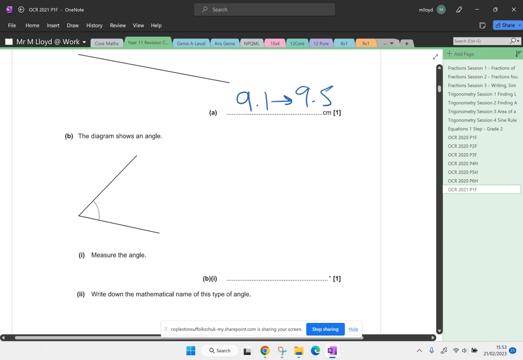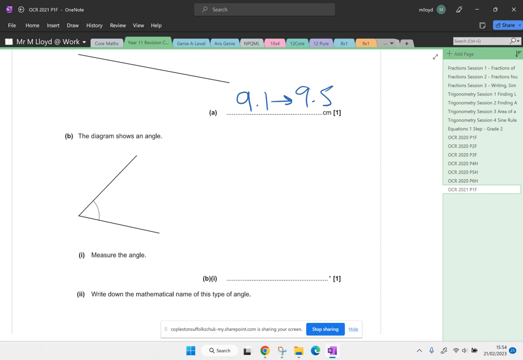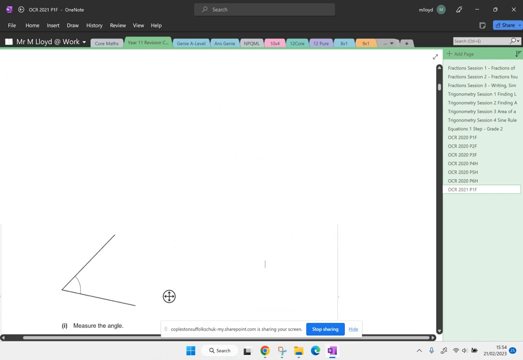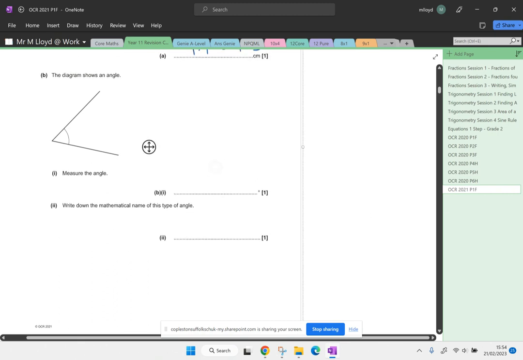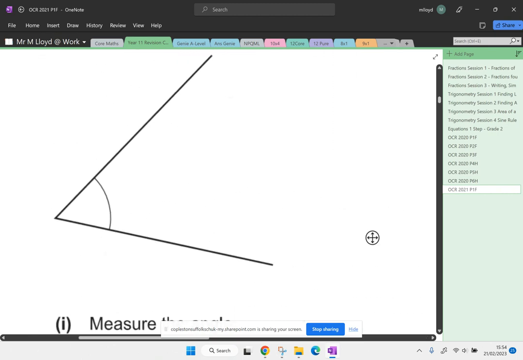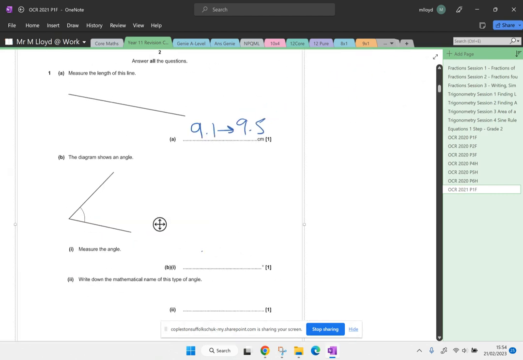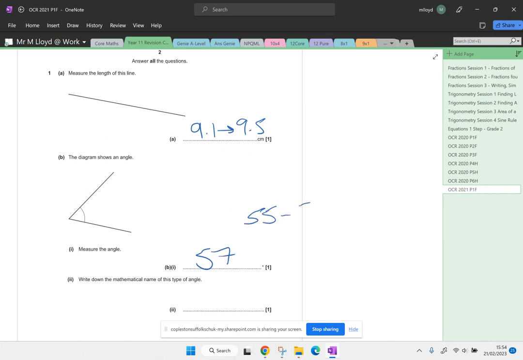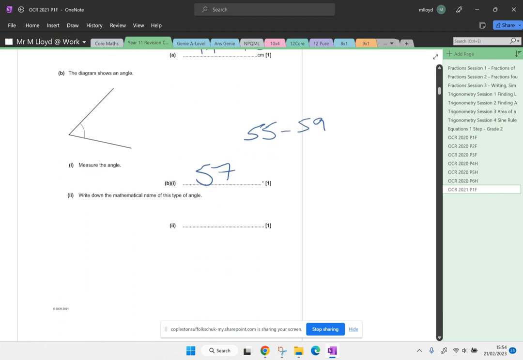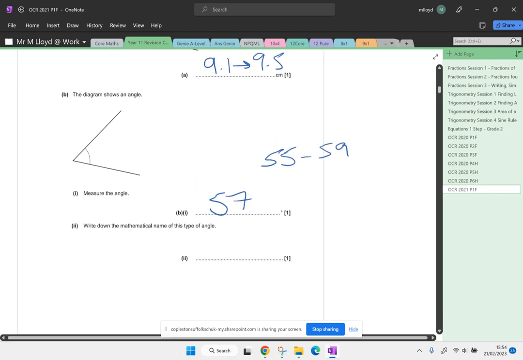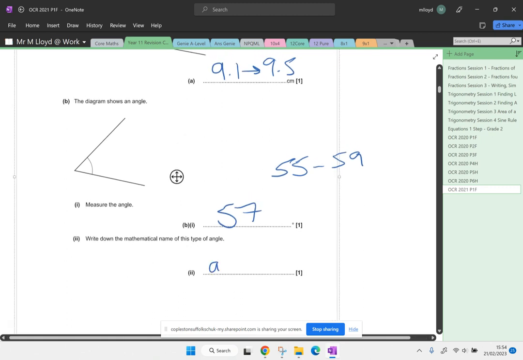However, zooming in, zooming out does not affect the angle. So when we're measuring this angle, we need to get the little bullseye into the middle. I'm going to get my one so that it's there. Oh, when I touch the screen, it all goes a bit wrong. I'm going to zoom in because I need my angle measurer there or thereabouts, and we are looking at 55, 56, 57 degrees. 57 degrees, right. And then if we look at that mark scheme, yep, they're going to allow 55 to 59. So they give you a little bit of leeway here or there, which is great. Okay, write down the mathematical name of this type of angle. This type of angle is an acute angle.